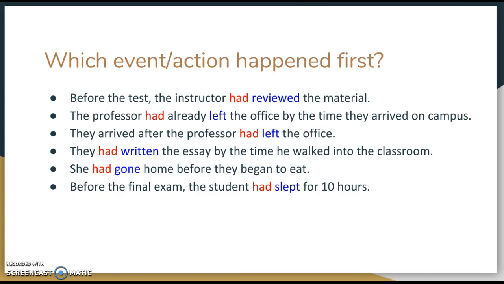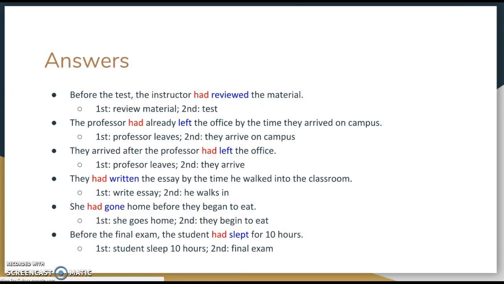Since this tense is a little bit difficult to understand, we want to ask ourselves this question: which event or action happened first? So let's take a look at all of these sentences and try to determine which event happened first and which event happened second. You can pause the video here, and then the answers will be on the next slide. So here are the answers for the previous slide.